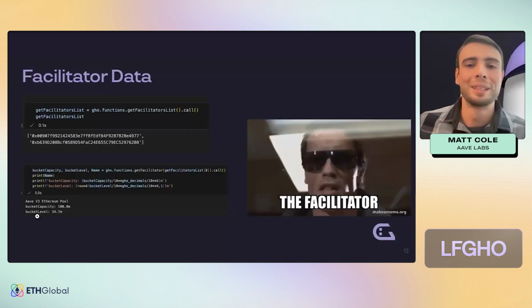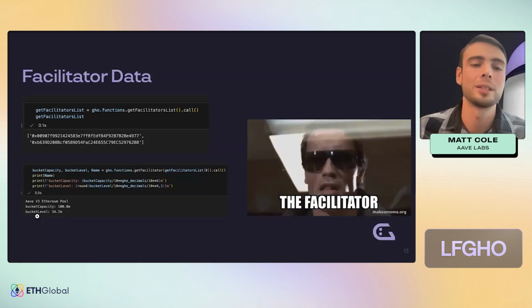So we want to know what facilitators are available to Go, right? And that's a function as well that we have within Go. So we can figure out what facilitators there are for Go, and a very important part of the Go risk mechanism is understanding how much Go each of these facilitators is allowed to mint or create.